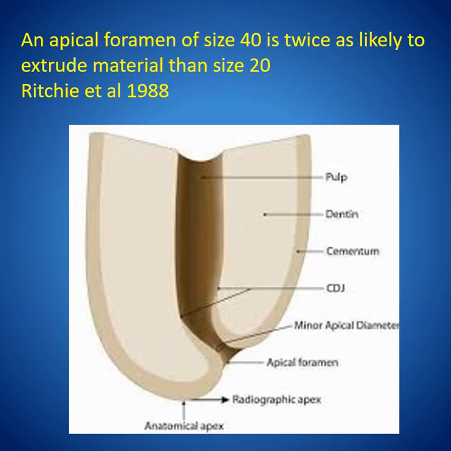The apical foramen, it has been stated, if it becomes of a size 40, it is twice as likely to extrude materials than size 20. So it's imperative that the apical region or the apical foramen stays as small as possible so that I don't extrude over sealer or gutta percha.